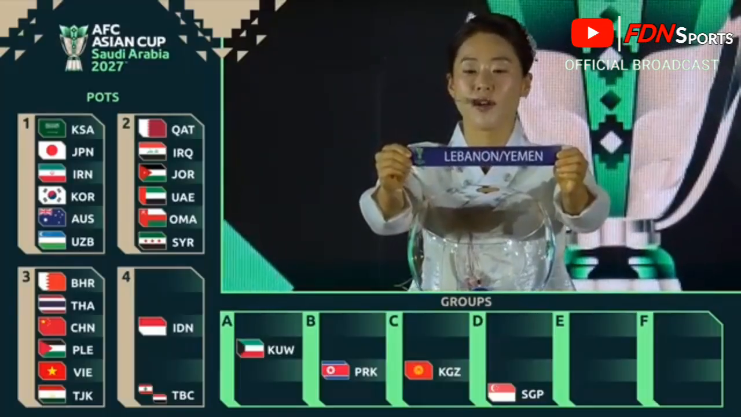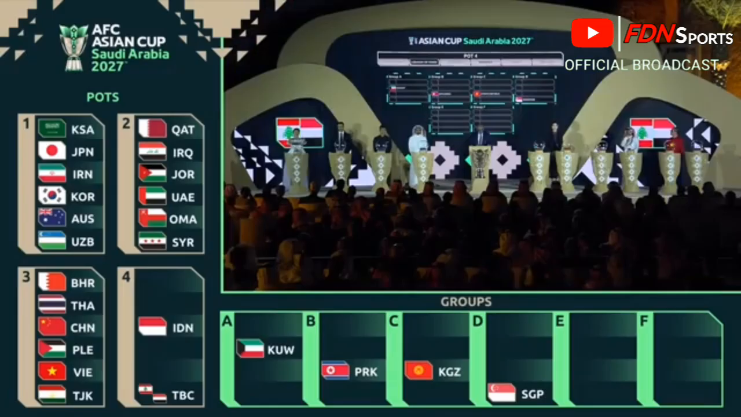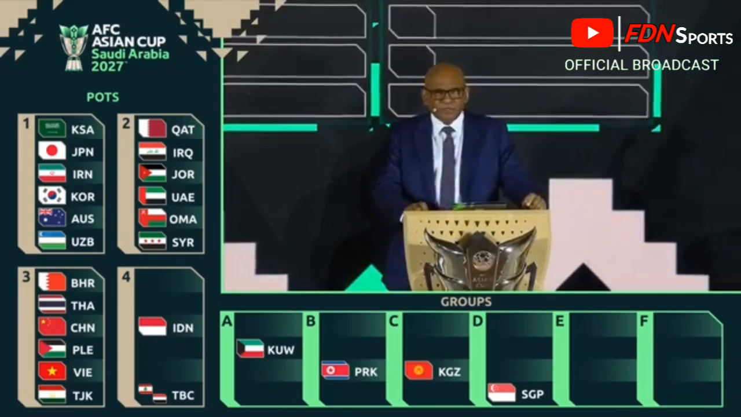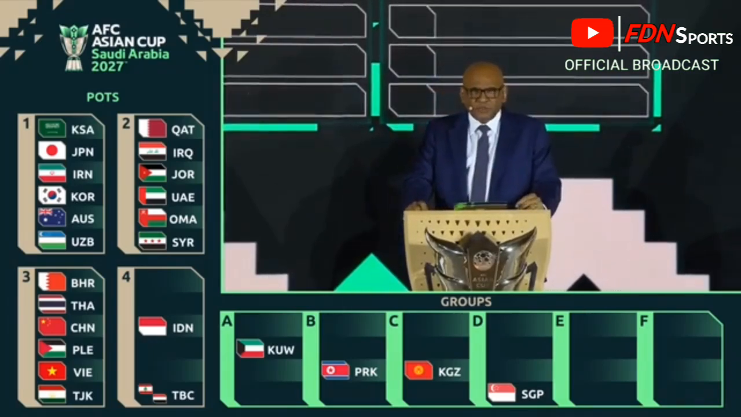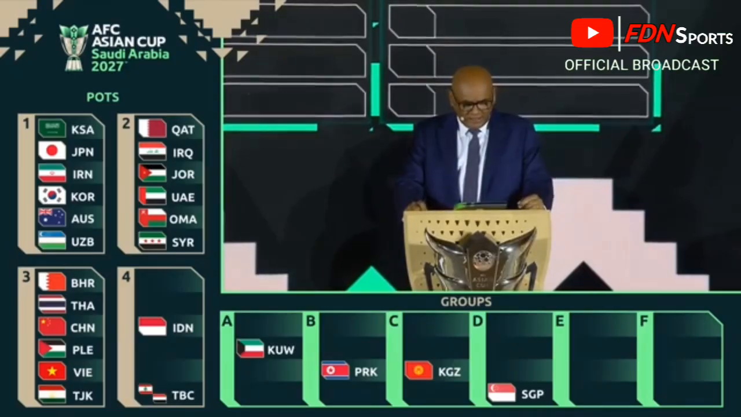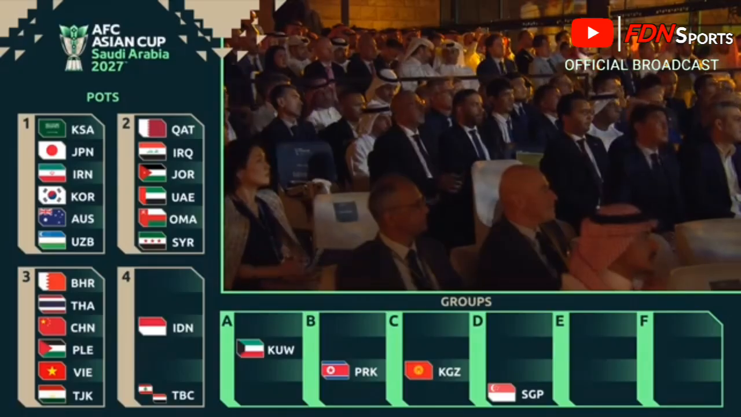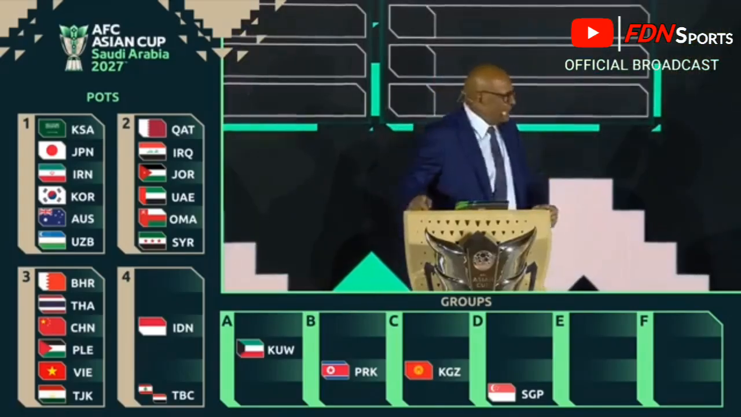Lebanon or Yemen. So Lebanon and Yemen, this sole remaining spot will be decided when the two teams meet to decide their fate. Match will be played on June 4th, 2026 in Doha, Qatar. And a draw will be enough for Lebanon, while Yemen need to win to qualify. So let's see in which group.